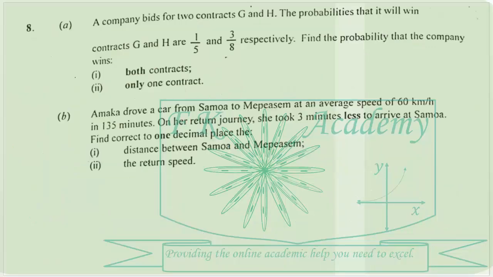We have question number 8 here. A company bids for 2 contracts G and H. The probabilities that it will win contracts G and H are 1 over 5 and 3 over 8 respectively. Find the probability that the company wins both contracts, and only one contract. So let's begin with the first part, the A(i). We'll do the B later.